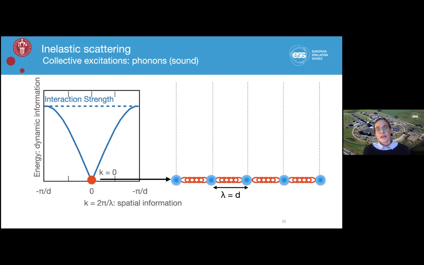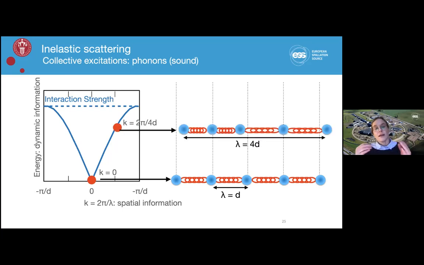The way that we understand this is we imagine an atomic structure with the atoms interlinked with springs. The repeatability of the structure is every interatomic spacing D. So lambda, the repeatability is D. At zero energy, there's no interaction with the neutron scattering cross-section, and there is no movement either. Therefore, we sit at zero. This is the red dot I want to show here.